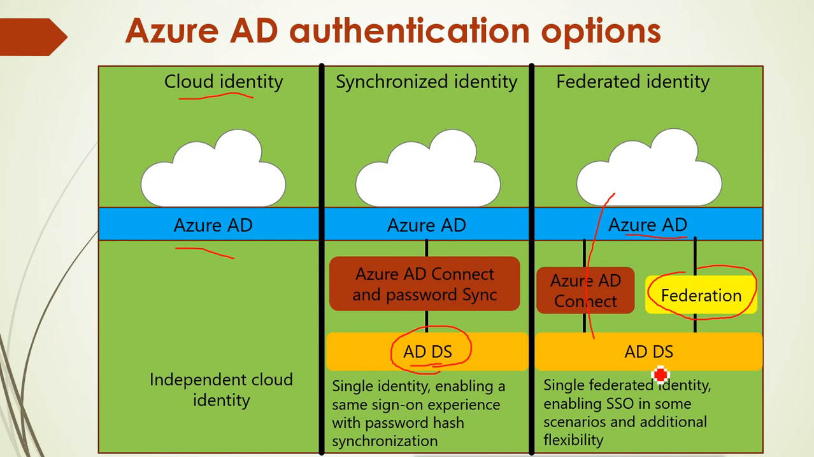So the on-premises users can use the Azure cloud applications using the federated identity. They will use the single sign-on feature, and they can sign on to Azure Federation, and then they can use these application resources or whatever cloud applications we have.